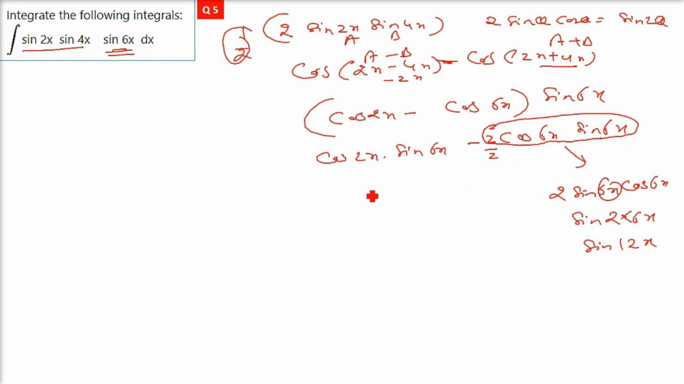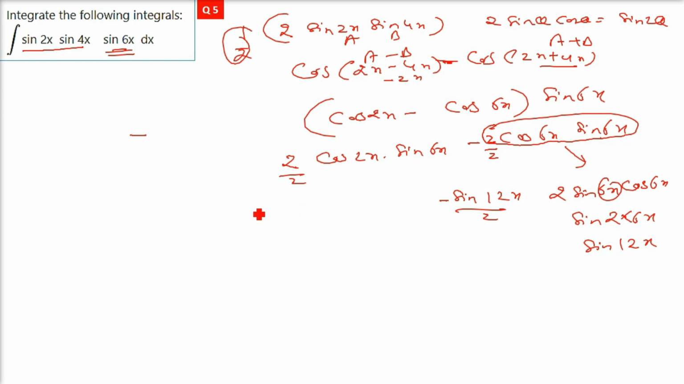Half we have introduced, so here also we have to introduce half. Cos 2x sine 6x also, half needs to be introduced. So this half can be taken outside for both of them, and half was already there outside, so it will be 1 by 4. I'll show it to you just now. Let us deal with this sine 12x. We already dealt with that. Now 2 by 2 sine 2x sine 6x.